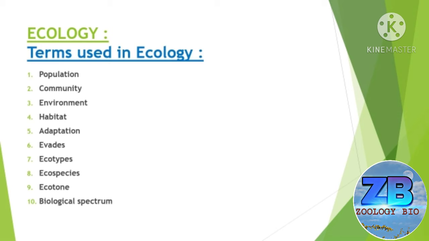Habitat. It is a place where an organism lives. Habitat represents a particular set of environmental conditions that are suitable for the survival of its inhabitants. Adaptation. It is a specialized feature of an organism having a definite significance in allowing that organism to exist under the conditions of its habitat.